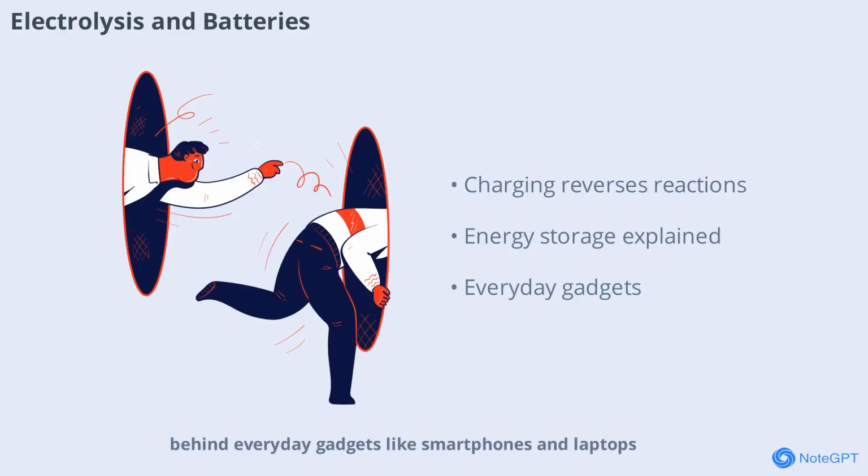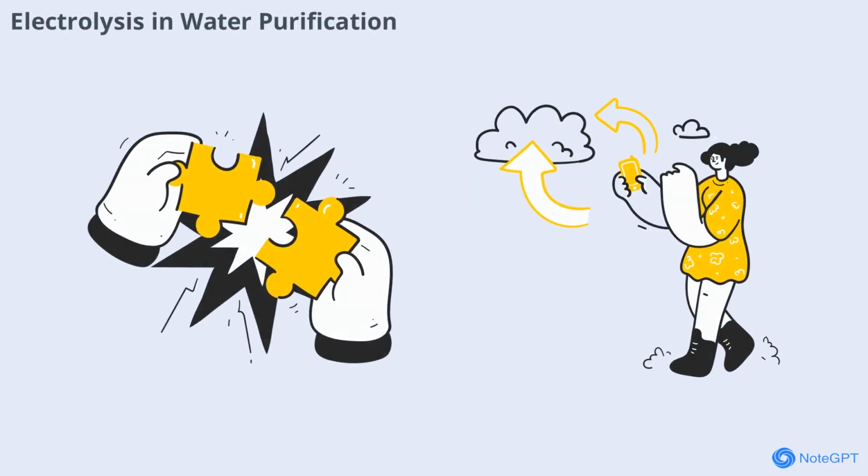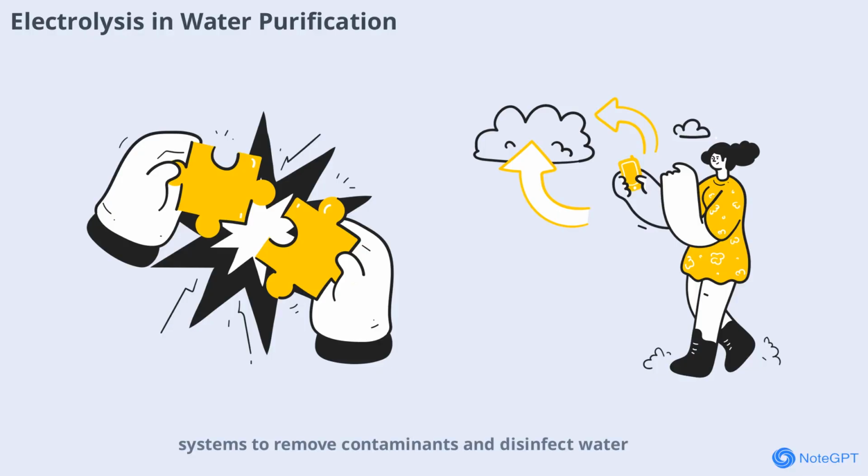Electrolysis is used in water purification systems to remove contaminants and disinfect water. By passing an electric current through water, harmful substances can be broken down or removed, making the water safe to drink. This application is especially important in areas where clean water is scarce, highlighting the practical benefits of electrolysis.